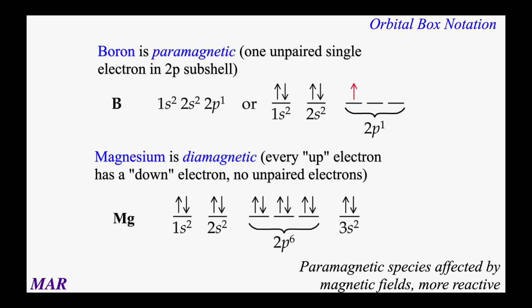Magnesium, 1s2, 2s2, 2p6, 3s2. Notice that magnesium has just as many ups as it has downs, and every one of those little boxes is filled. So magnesium is diamagnetic, and diamagnetic electrons are not very reactive compared to paramagnetic things. It's an important distinction to make. Most of the things that we deal with in our life are actually diamagnetic, but when you do run into paramagnetic things, there's lots of possibilities, shall we say.